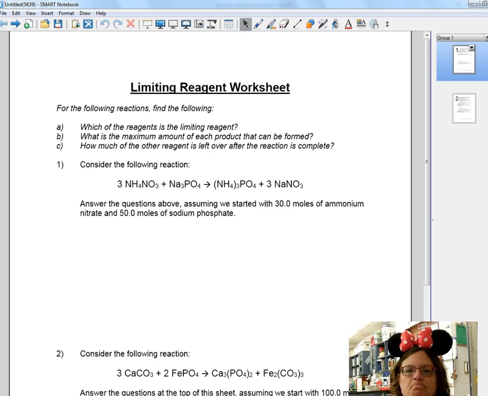Hello, Gen Chem. I want to work through this with you because I know it's frustrating. It's a lot of steps. So, we're going to check your work. You're going to start.